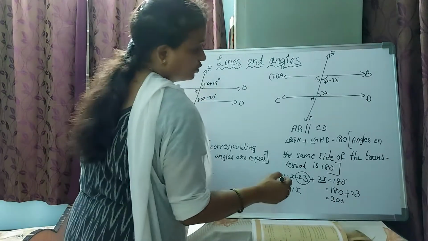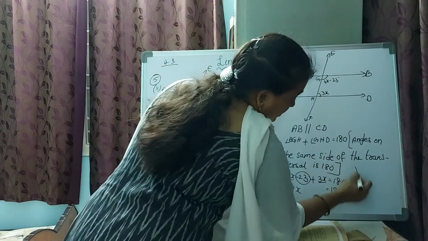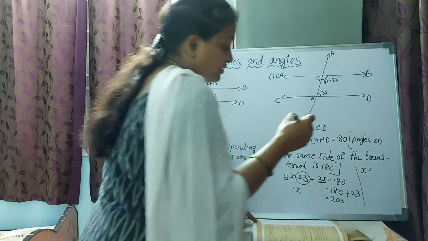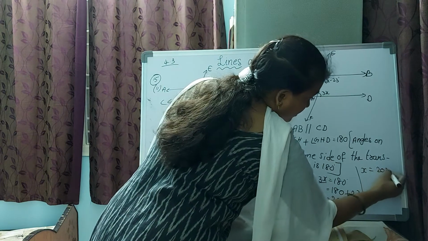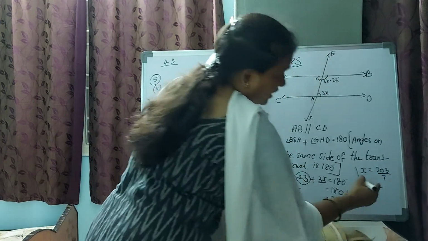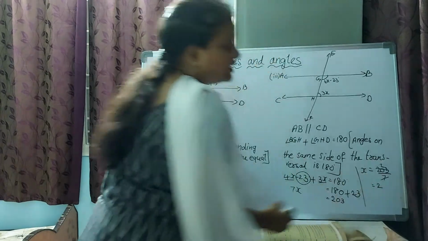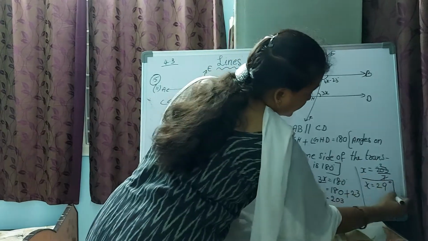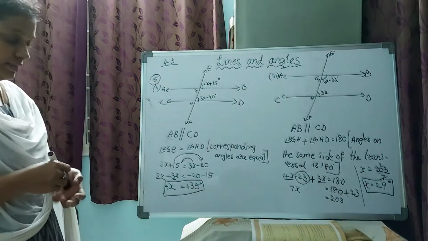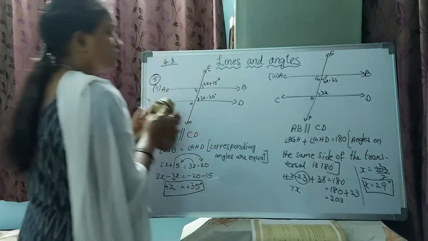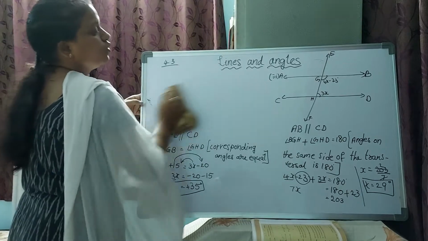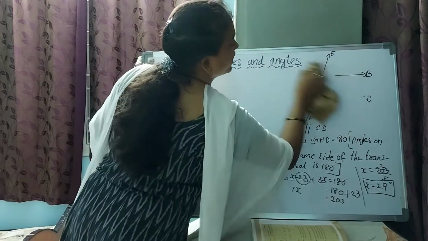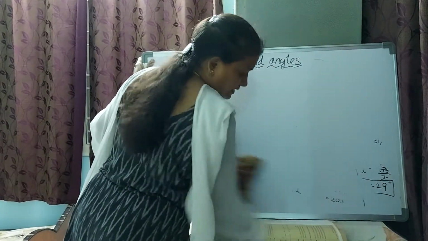So x is equal to, if you transpose this 7 to the right hand side, it becomes 203 by 7. 7 twos are 14, 6 is the remainder, and 7 nines are 63, so x is equal to 29 degrees. x is equal to 29 degrees is the answer. So in this way we can solve the problems. If you know those four laws, we can solve any problem in our own way. Okay, next one, that is the 16th one.